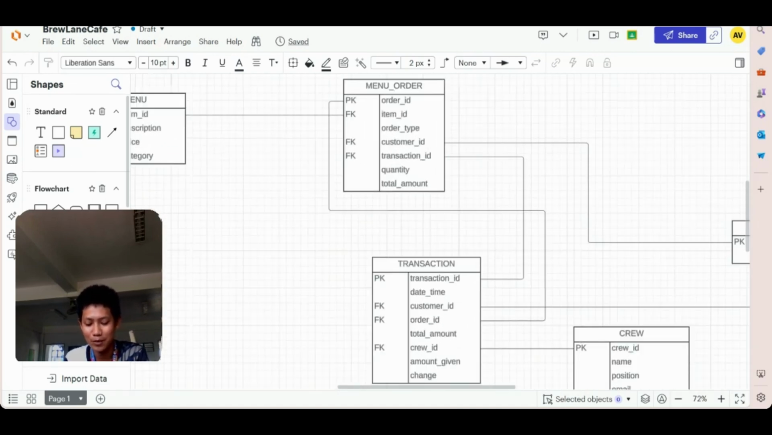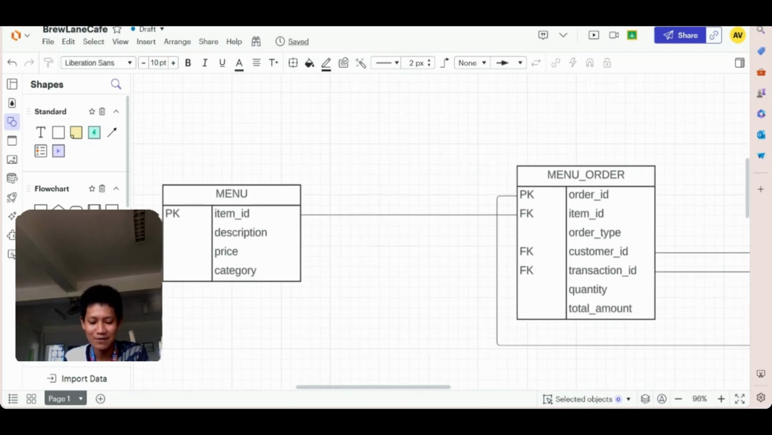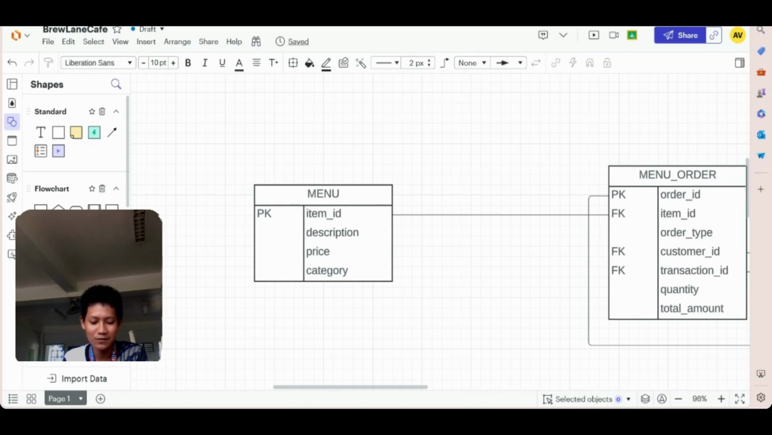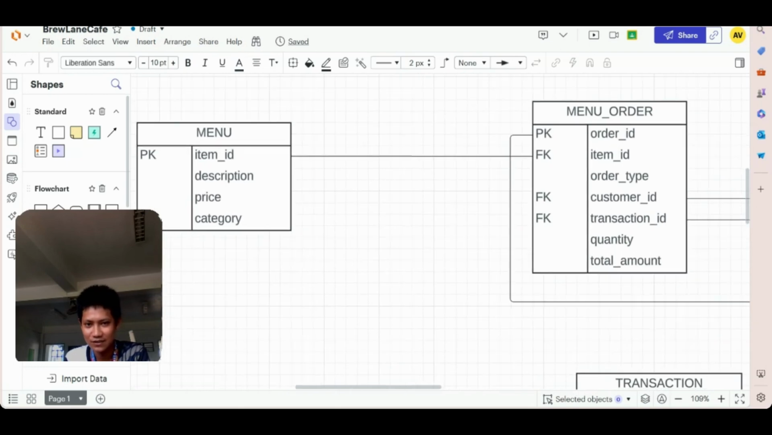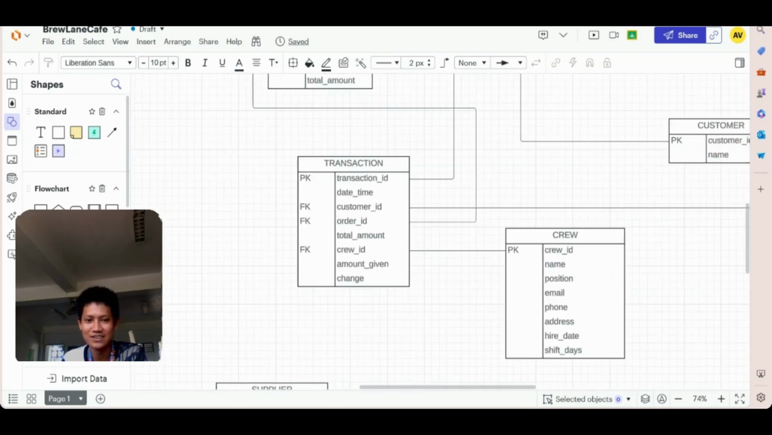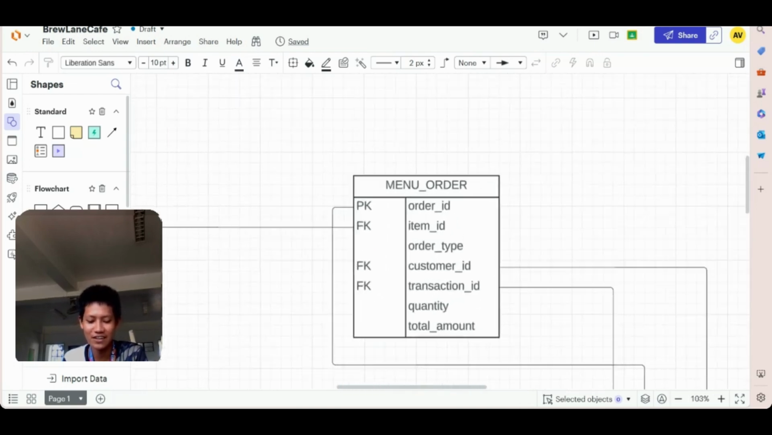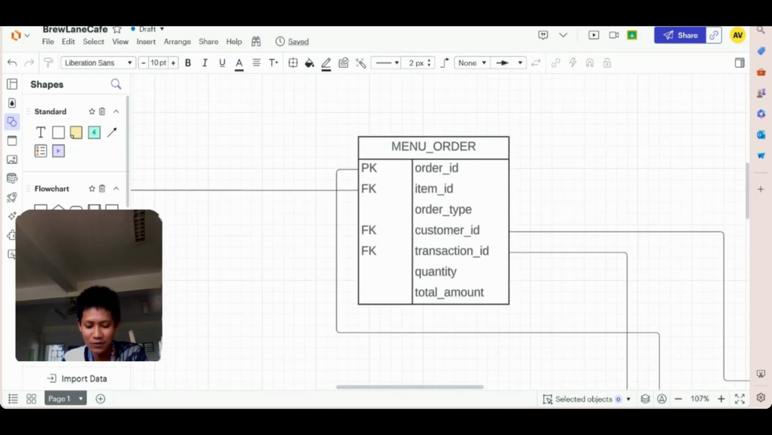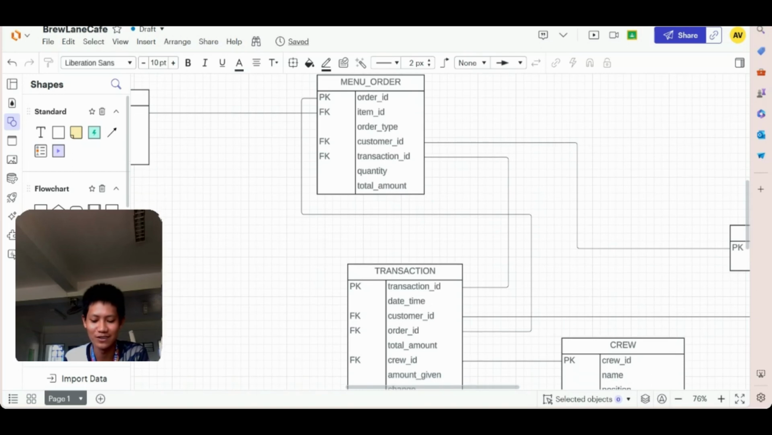Number one, menu. This will store all the items available in the menu along with its price, descriptions, and its category. Next is orders. This table handles all the ordered items. For every customer, each order is defined by an order entry: the items that are ordered by the customers, its quantity, and total amount for the specific order.